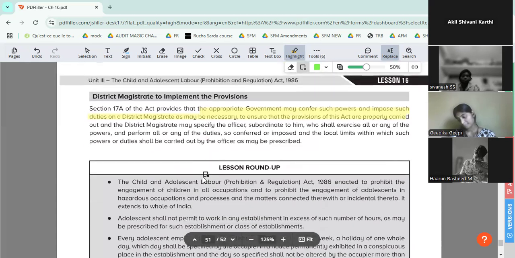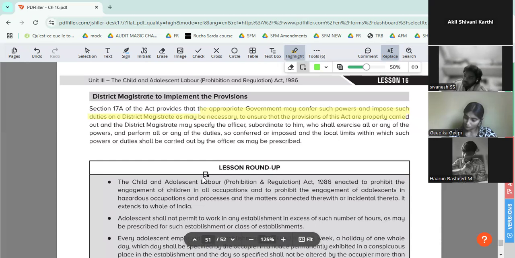Last provision under this act, district magistrate to implement the provisions. Section 17A of the act provides that appropriate government may confer such powers and impose such duties on a district magistrate as may be necessary to ensure that the provisions of this act are properly carried out. So who will see whether all these provisions are properly followed, child labor is absent, and adolescents' rights are protected? It is the duty of the district magistrate.